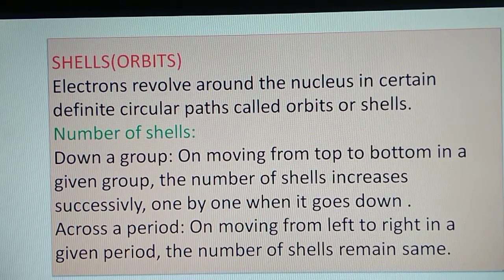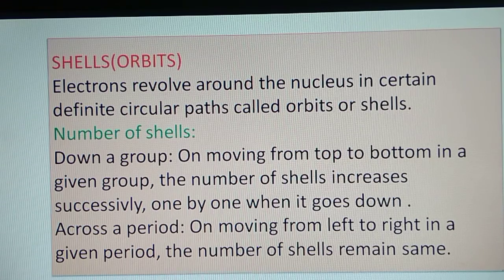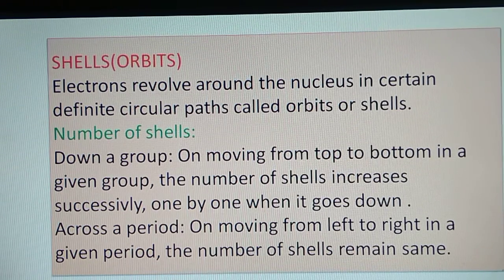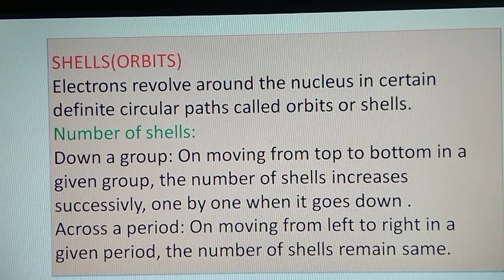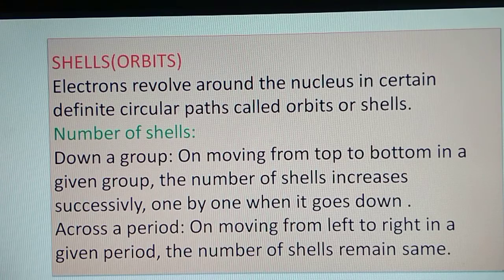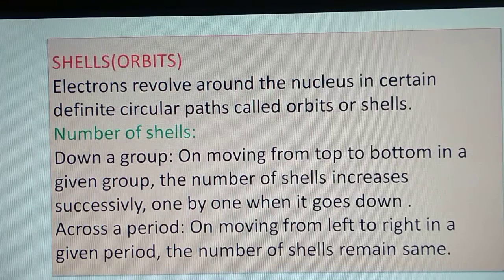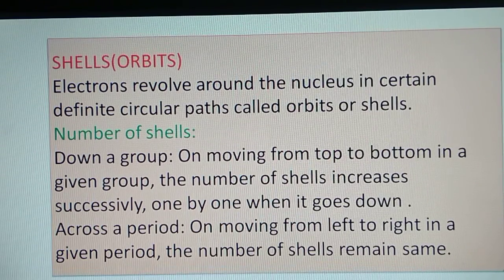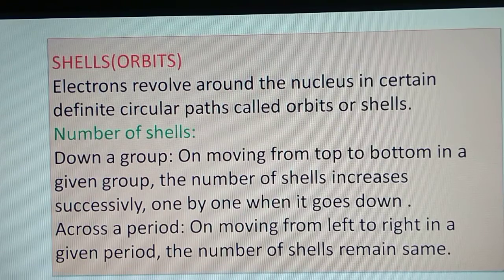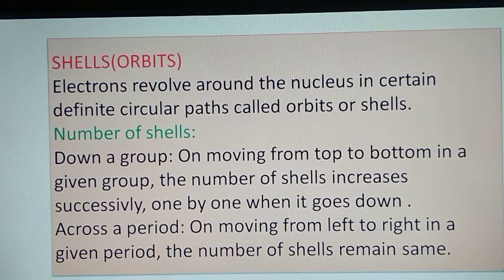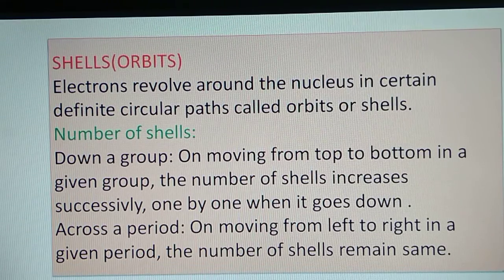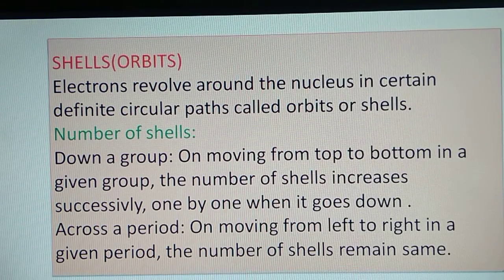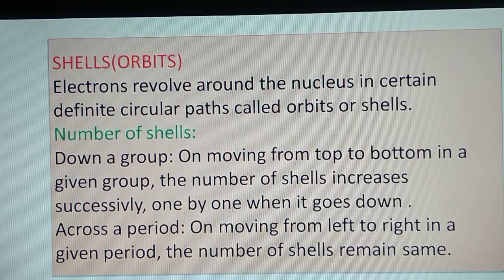So down a group, like group 17 halogens: fluorine, chlorine, bromine, iodine. These are the elements down group 17, which consist of 7 electrons in the outermost shell, but their number of shells differs. Fluorine has two shells, then chlorine 3, then bromine 4, iodine 5. That's why it is said that down a group shells increase and across a period remain the same.